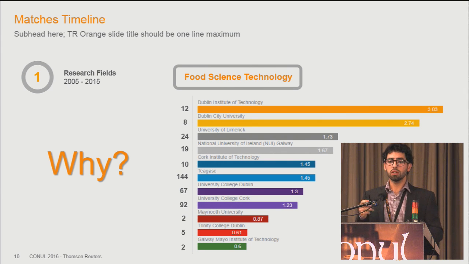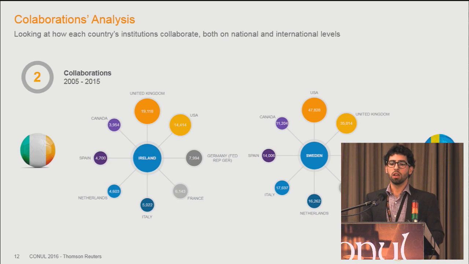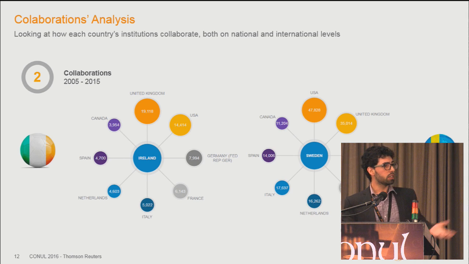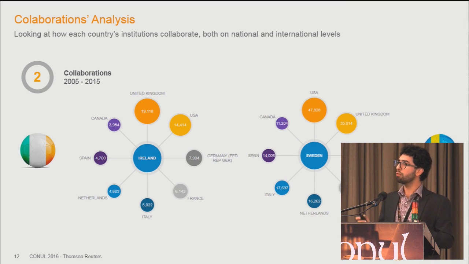So going to the next step would be analyzing collaborations. Analyzing collaborations with Ireland or with Sweden. Here you have a graph that shows the collaborations between 2005 and 2015 for each of these countries. And you can see the United Kingdom, for example, there. You can see the USA. Germany is also quite well in both cases.